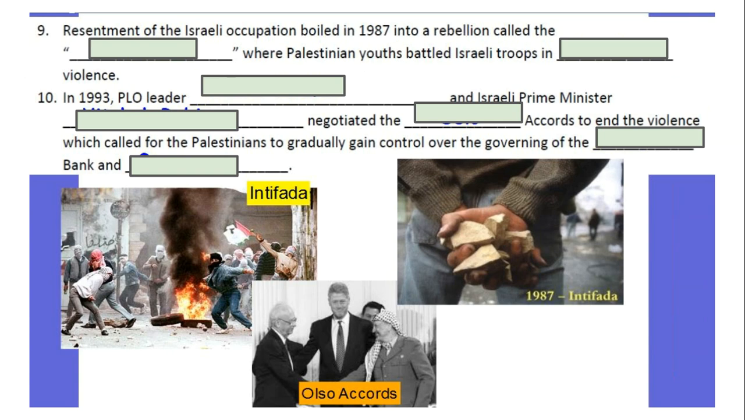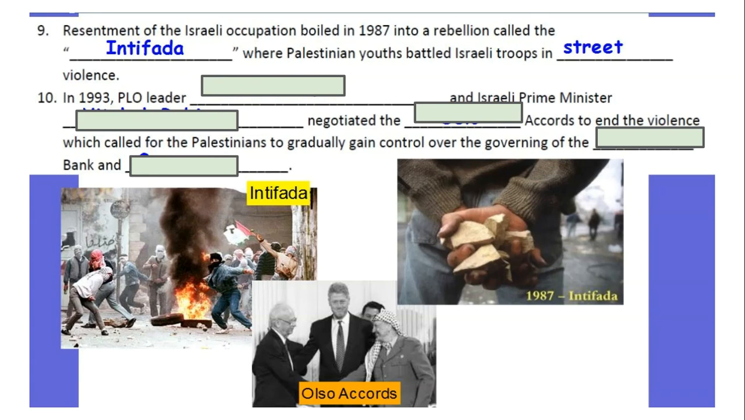So resentment of Israel and their occupation boiled over in 1987 into a rebellion called the Intifada. This is where Palestinian youth battle Israeli troops in the streets. And everything from Molotov cocktails to throwing of rocks. Eventually, you're going to start hearing about things like suicide bombing. So it was very intense.